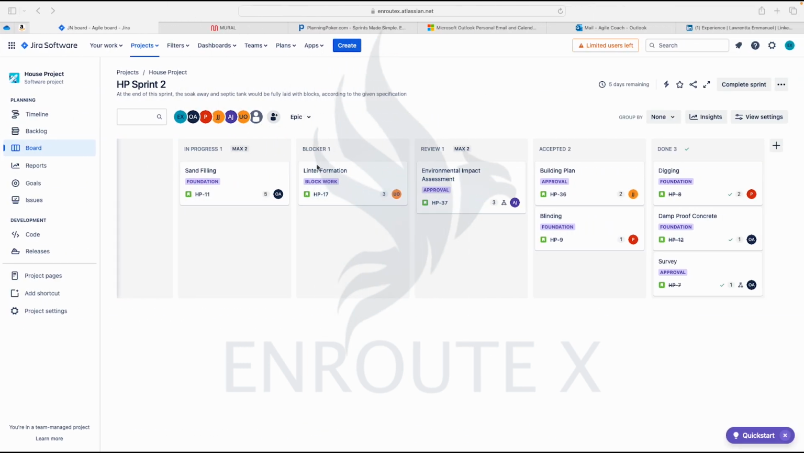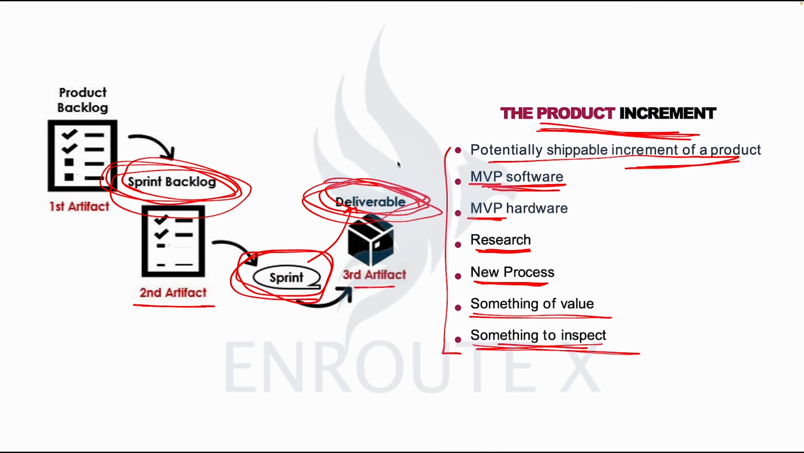Let's say, for instance, in this sprint we want to deliver the foundation, we want to deliver the approver, we want to do some form of the block wall. So at the end of the sprint, when we deliver these, those will be the product increments. That means the sprint goal is translated to your product increment. The sprint goal, when delivered, becomes your product increment.